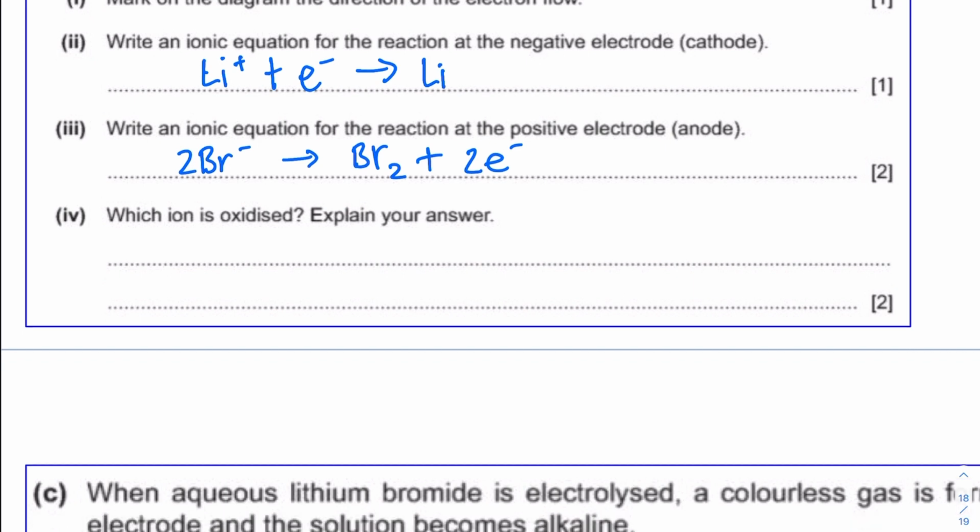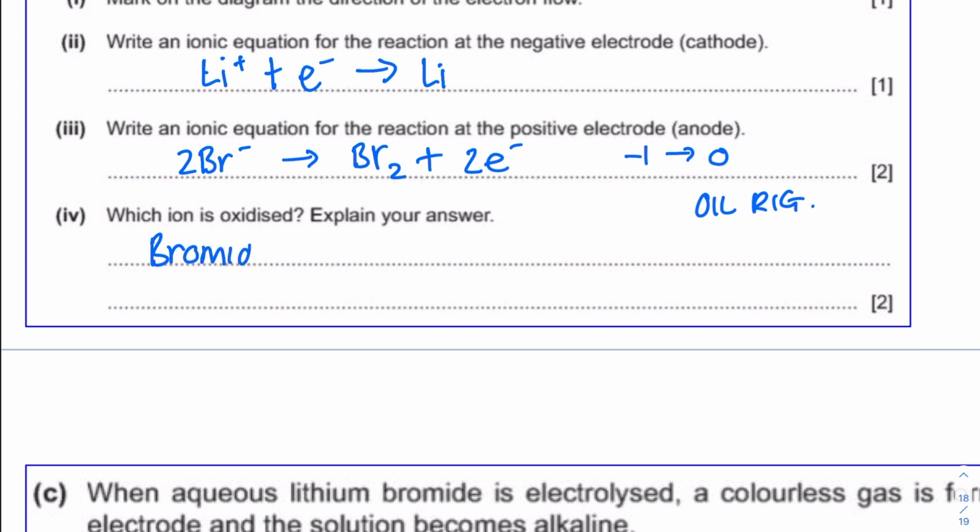Which ion is oxidized? Well, oxidation is loss, reduction is gain, OIL RIG. So you can say this bromide here is the one that's given out the electrons because they're on the right-hand side of the equation. Or you can work it out using oxidation as an increase in oxidation number. This one has gone from -1 to 0, so it has been an increase in oxidation number. So which ion is oxidized?